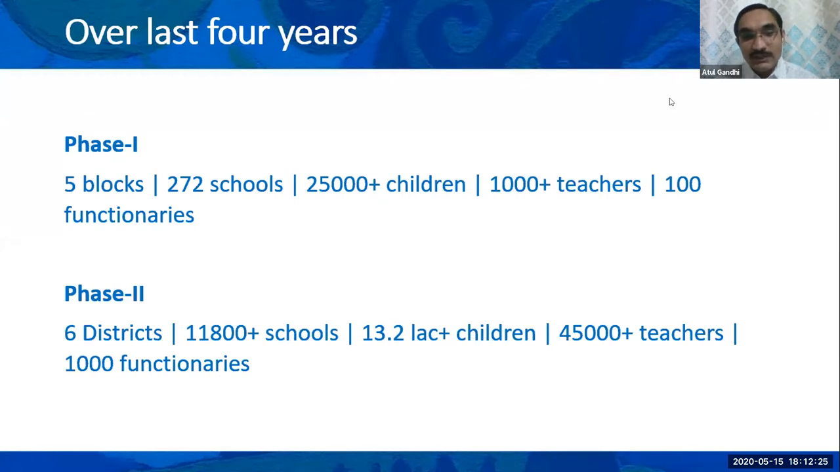And in 2019, we scaled our program in six districts, covering all the schools in six districts, which amounts to more than 11,800 schools, and the program benefits more than 13.2 lakh children and 45,000 teachers. This is in addition to 1,000 education beneficiaries, which includes the block education officer, the Shikshan Kendra Pramukhs, who are the cluster leaders, and also the staff at the DIET and the BRCs.